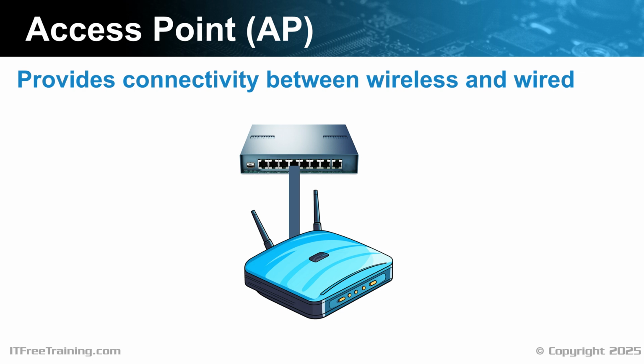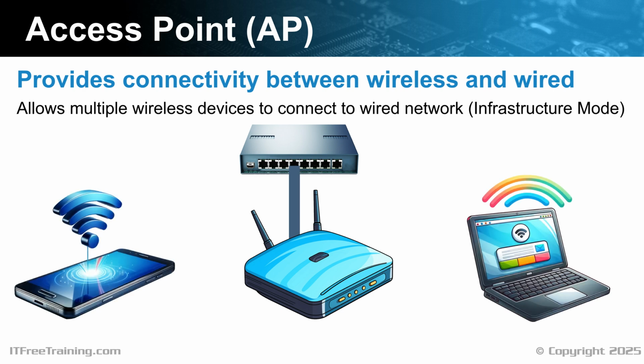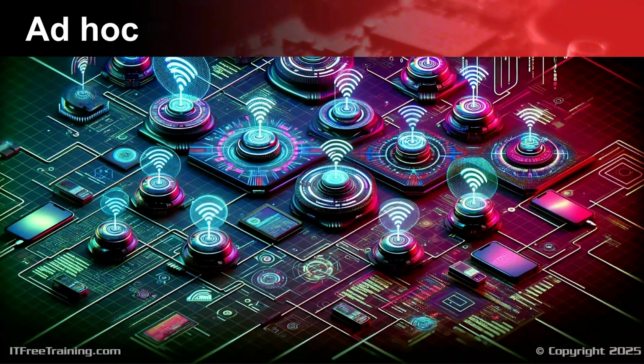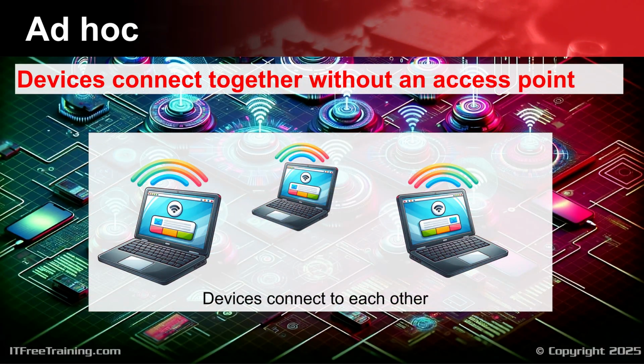The access point, often called AP, allows multiple devices to connect to the wired network using the AP as the bridge. This is called infrastructure mode. Infrastructure mode is the most popular way for devices to connect to wireless, but there are a few other ways it can be implemented. Ad hoc networks allow devices to connect to each other without an access point.